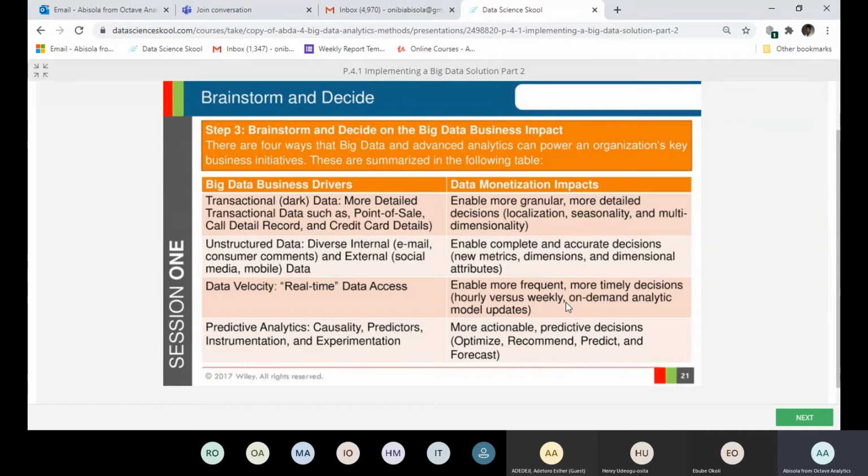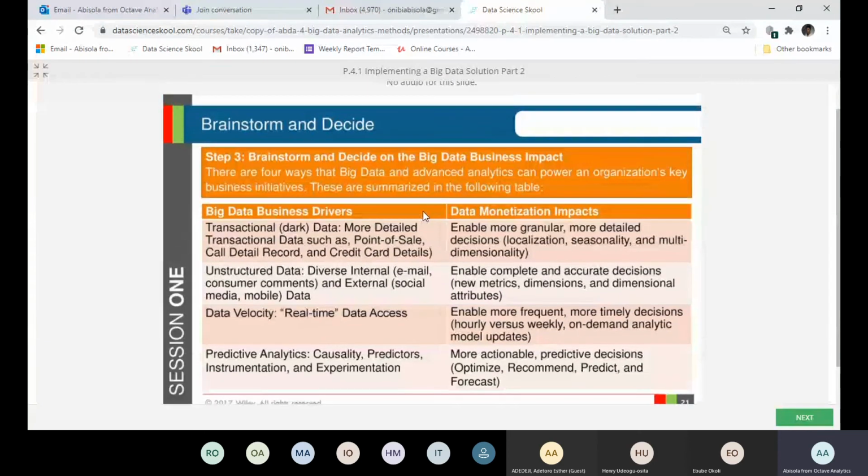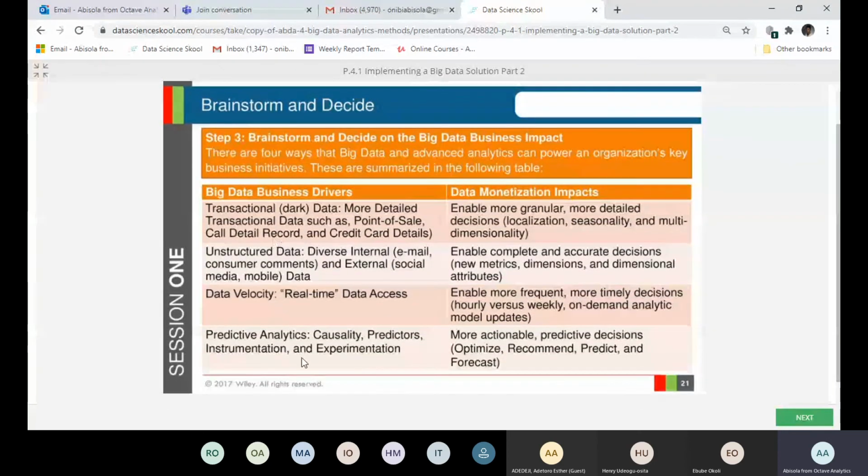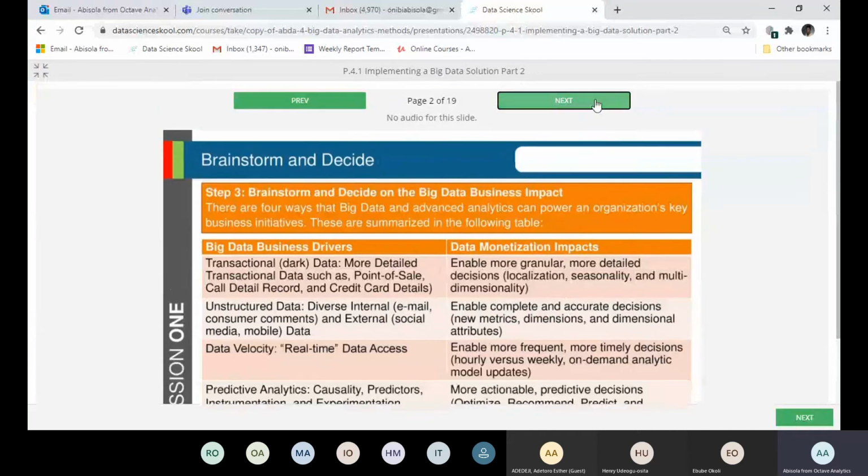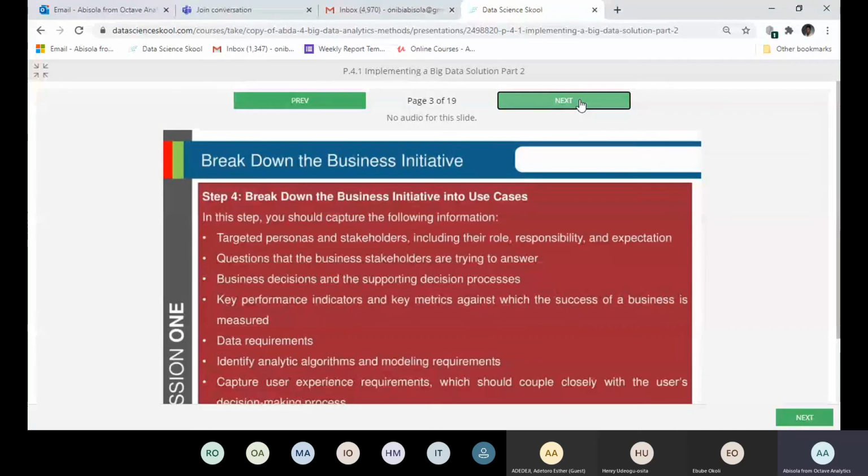And then that way you can optimize your product and hence derive more value. So that is another thing. So these are the different things you can brainstorm on that could help you to increase value within the organization. And these are the ways that your value within the organization can be improved. So that is brainstorming and deciding.